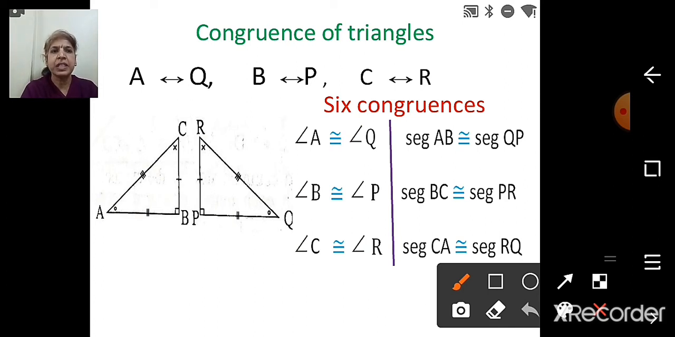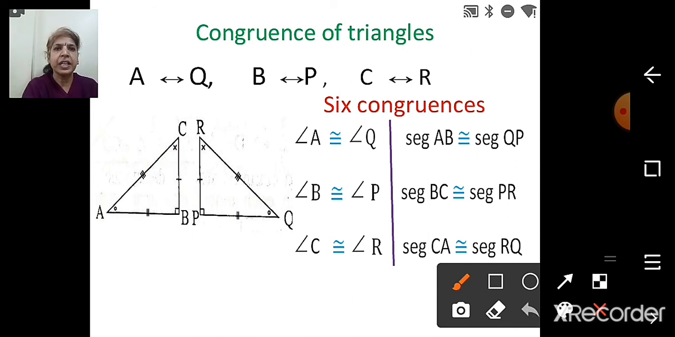Which are those 6? Angle A is congruent to angle Q, angle B is congruent to angle P, and angle C is congruent to angle R. And now the sides. Side AB is congruent to side QP. The next side, side BC, is congruent with PR. And the third one is side CA congruent with side RQ. So 6 corresponding parts are there.